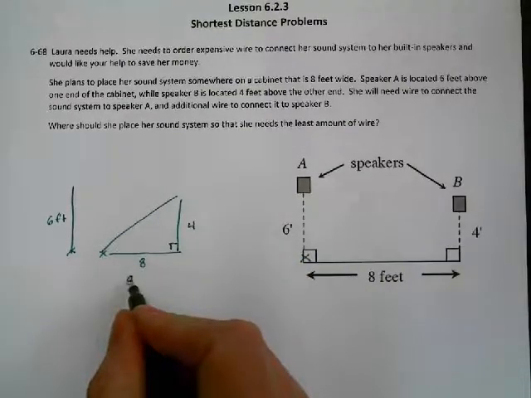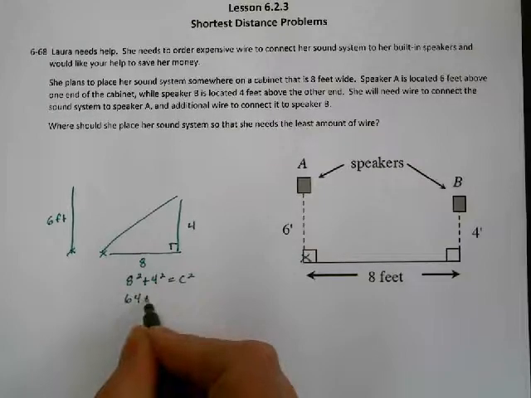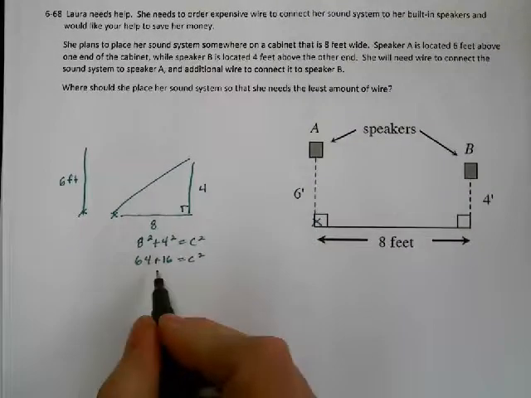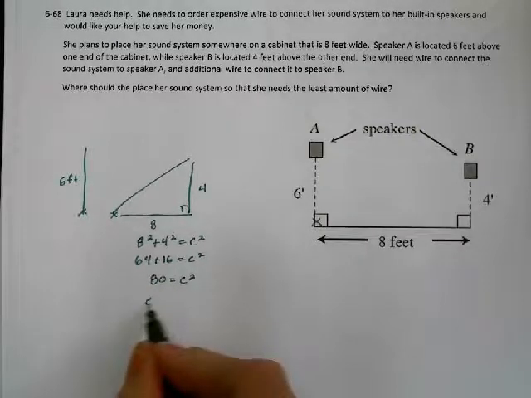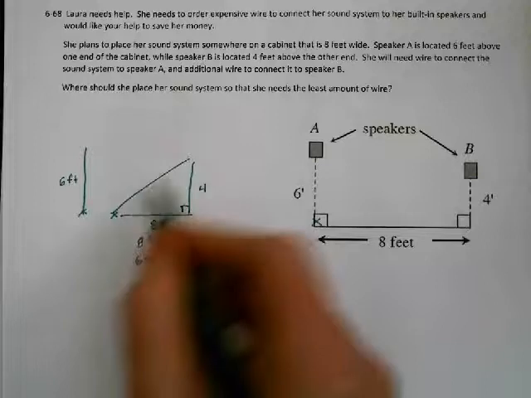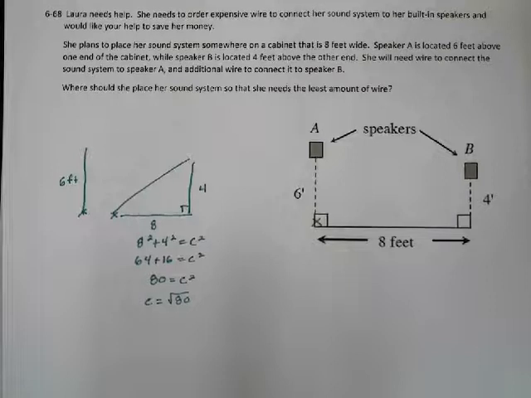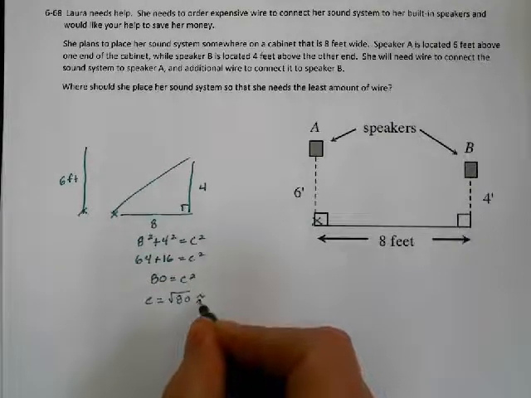So you could use the Pythagorean Theorem at this point. We could do 8 squared plus 4 squared equals c squared. So we get 64 plus 16 equals c squared. And then we get 80 equals c squared. So c, or the wire itself, would be equal to the square root of 80. Now approximately on our calculator, that's almost 9. If I did the square root of 80 on my calculator, I would end up with 8.944. We'll just call it 8.9.